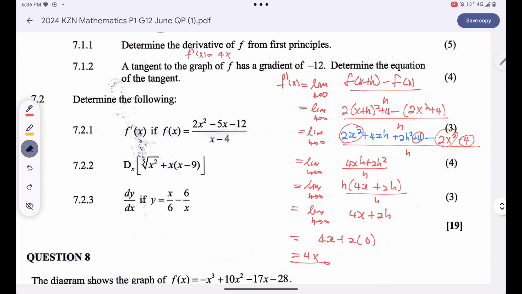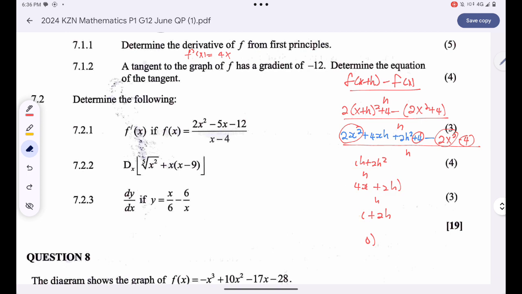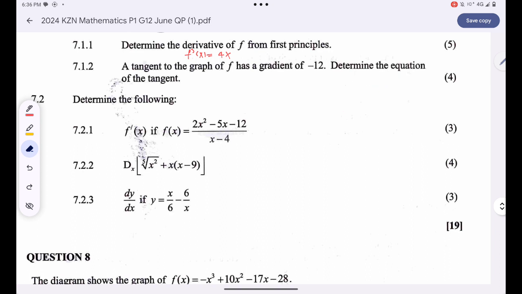Okay, and then we are told that a tangent to the graph of f has a gradient of negative 12. Determine the equation of that tangent. For us to determine the equation of a tangent, we need both the gradient and any point that exists on our tangent. Are you together? But since we have a gradient, remember that by definition, the derivative of a curve is always equal to the gradient of the tangent at a specific point.